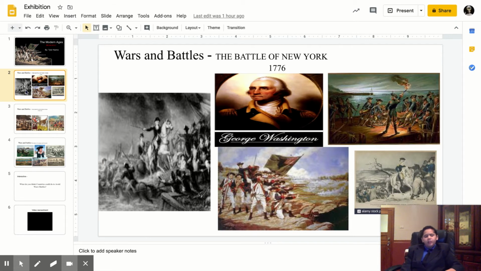During this battle, around 300 American soldiers died, and also around 63 British soldiers. So in total, around 363 soldiers died. The British took over New York and forced George Washington and all of his troops to retreat to Pennsylvania. And the British remained in control of New York for the rest of the Revolutionary War.